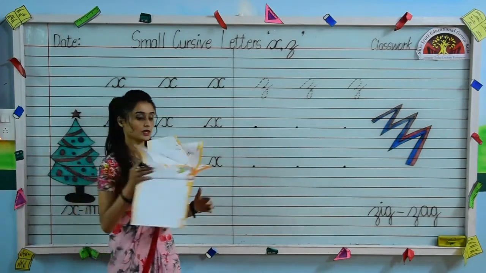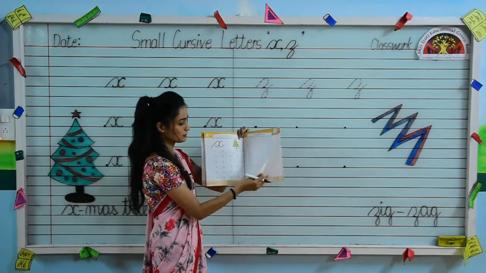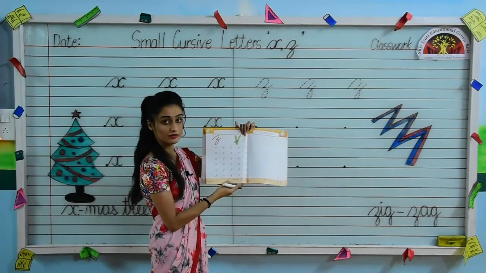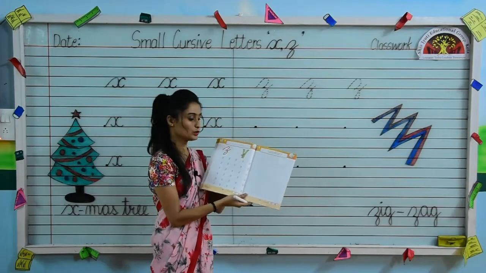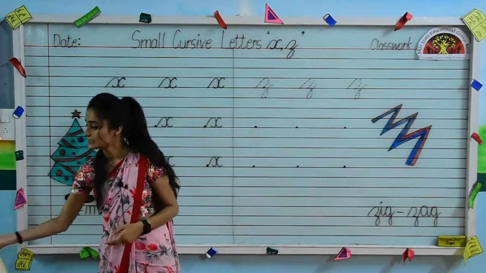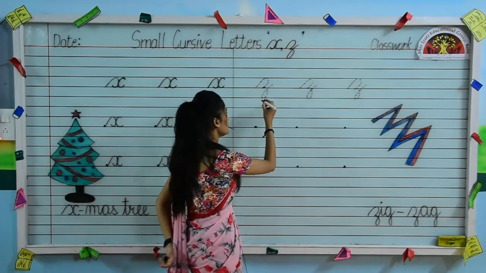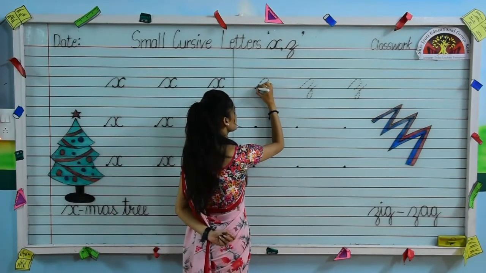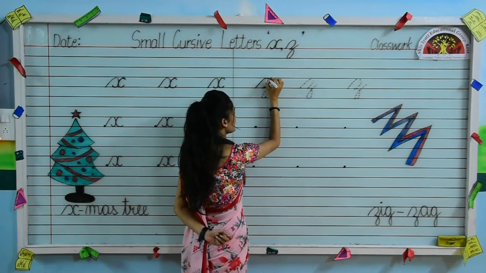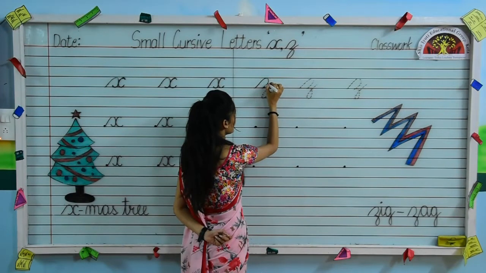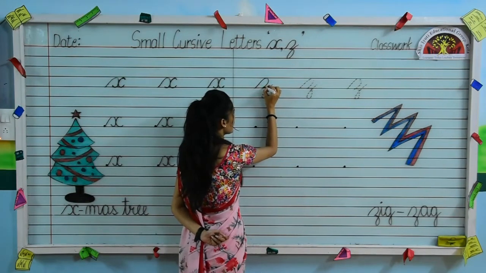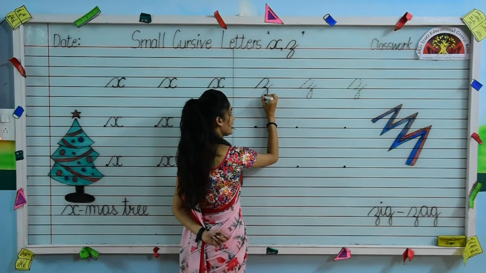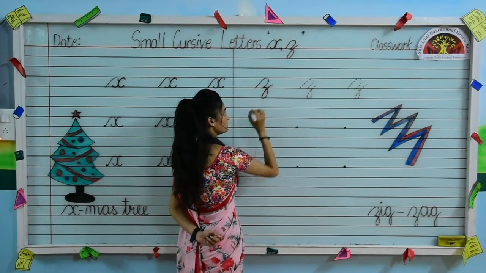Now kids, turn your page. On page number 56, now we will see how to write small cursive letter Z. So firstly we will see how to trace. So come over here. From the third line, we will make a slanting line, touch the second line, make a curve, then again make a curve, touch the fourth line and a loop like this.